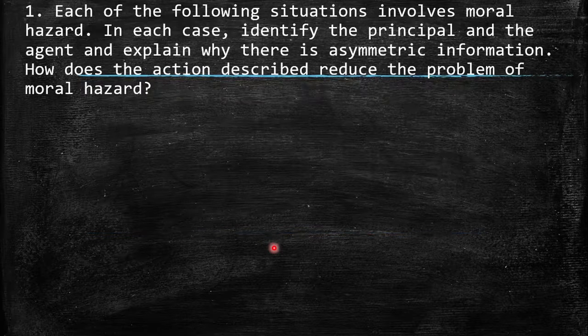So the first question says, each of the following situations involves moral hazard. In each case, identify the principal and the agent and explain why there is asymmetric information. How does the action described reduce the problem of moral hazard?